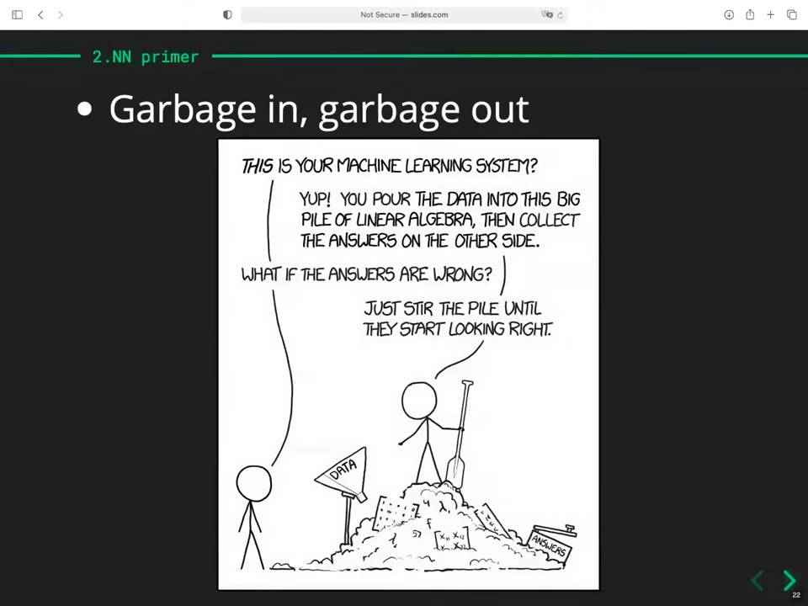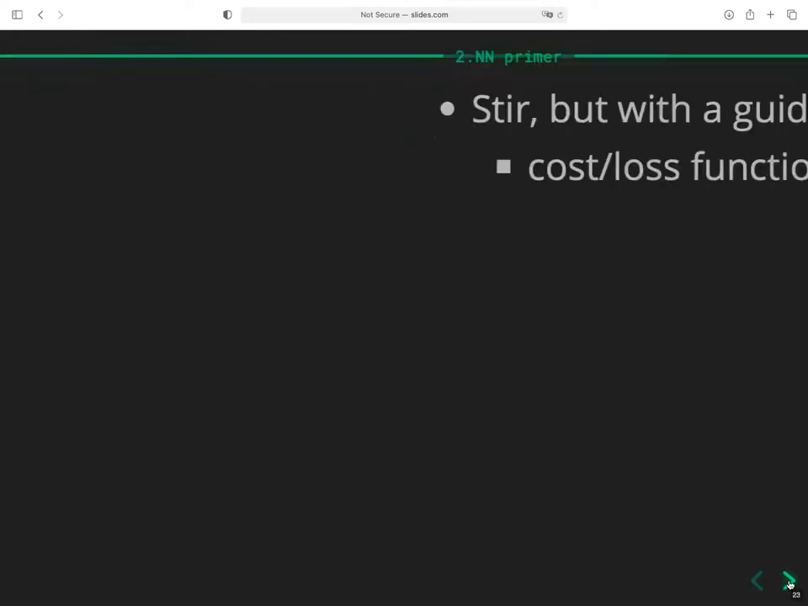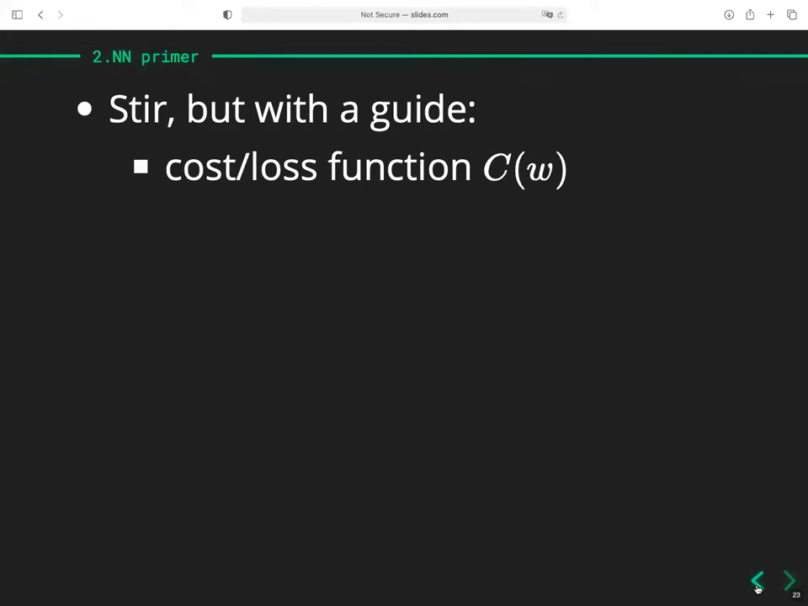So what do we do? If we put garbage in, we get garbage out. And as this cartoon says, what we need is just to change the numbers a bit, probably, right? Except we don't just change them completely randomly. We need to know in which direction we change them. That's the trick. So we know how to do that. We steer it with a guide. We define a cost function.